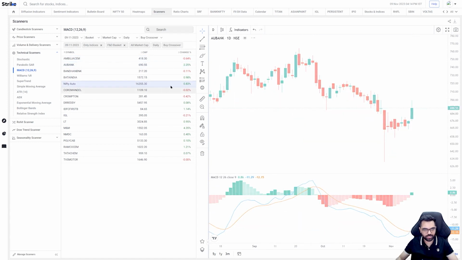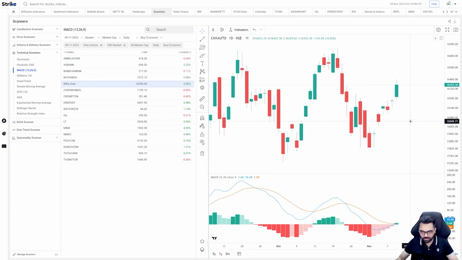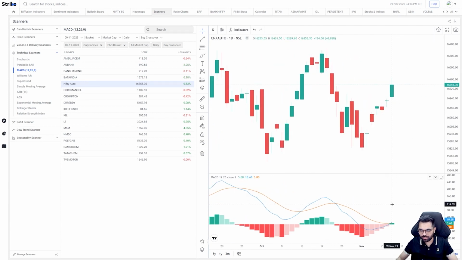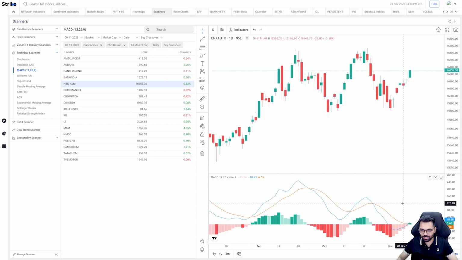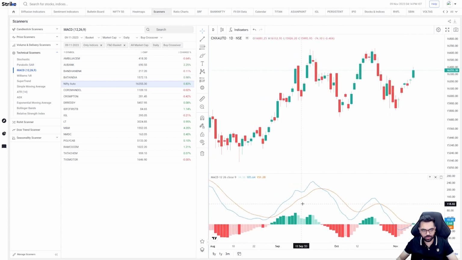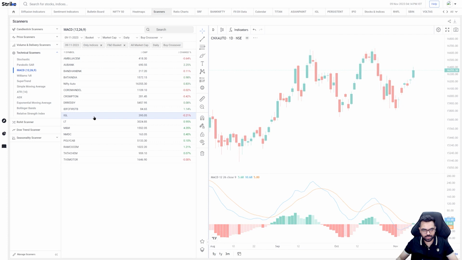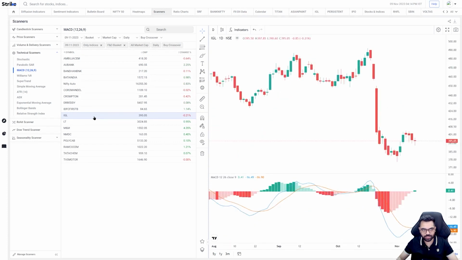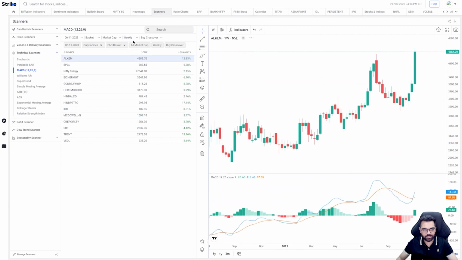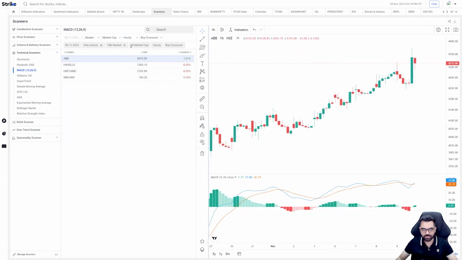You can go through and look for proper signals. This is the chart of, as you can see, Nifty Auto. Now the MACD line has crossed above the signal line by going below zero, and the MACD histogram has also turned positive. So this is a perfect example of a bullish crossover. You can look for all the setups that are happening currently during the day, and the best part is that you can look at the same on different time frames. If I go to weekly, I'll get to see weekly signals. If I go to hourly, I'll get to see hourly signals.